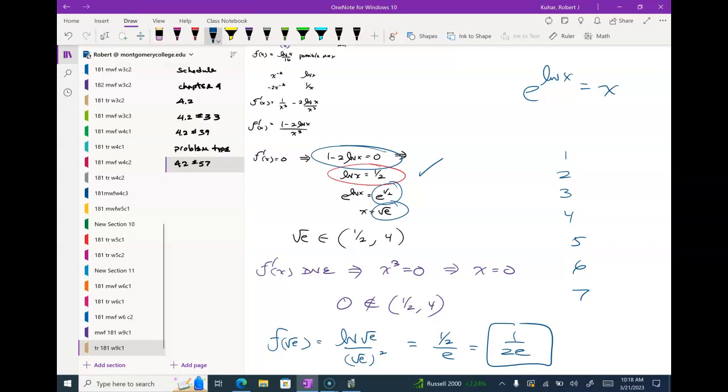Why do I like square root of e better? Square root of e, how many strokes? 2. E to the 1/2, how many strokes? 4. I'm a coder. I want to tell you as much as I can with the least amount of memory.